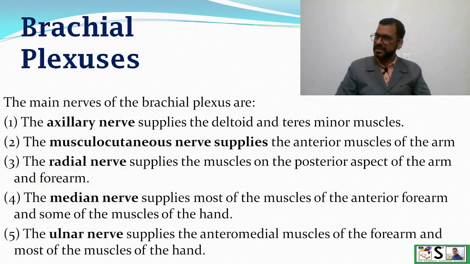The main nerves of the brachial plexus are the axillary nerve, which supplies the deltoid and teres minor muscles; the musculocutaneous nerve, which supplies the anterior muscles of the arm; the radial nerve, which supplies the muscles on the posterior aspect of the arm and forearm; the median nerve, which supplies most of the muscles of the anterior forearm and some muscles of the hand; and the ulnar nerve, which supplies the anteromedial muscles of the forearm and most muscles of the hand as well as skin.